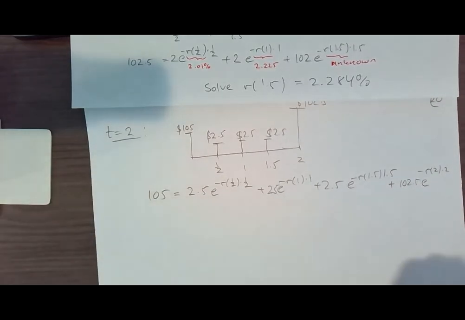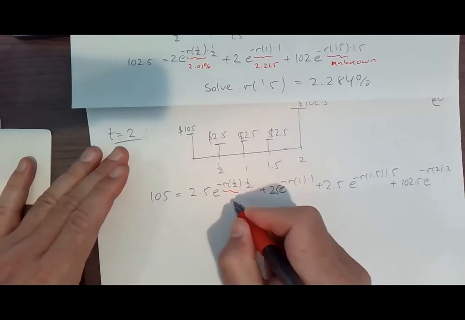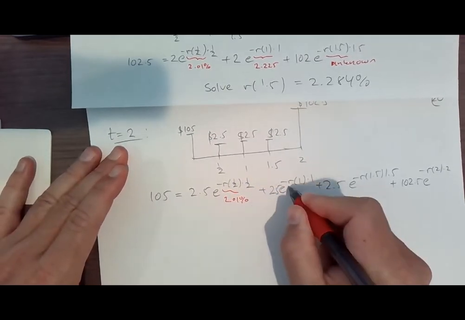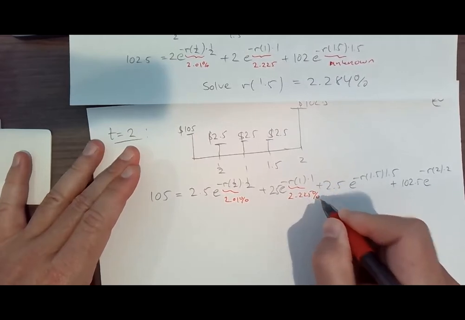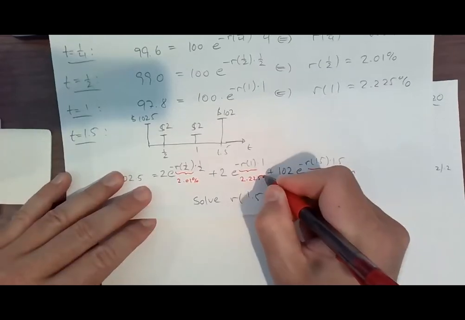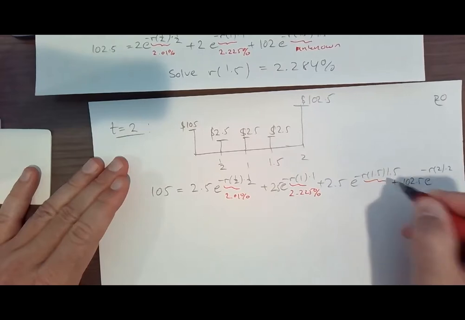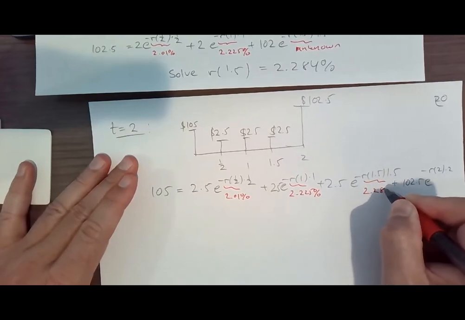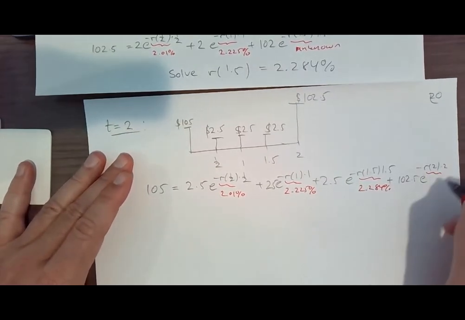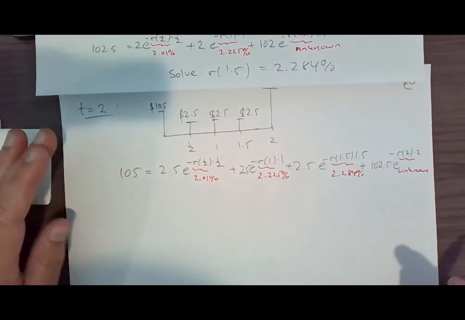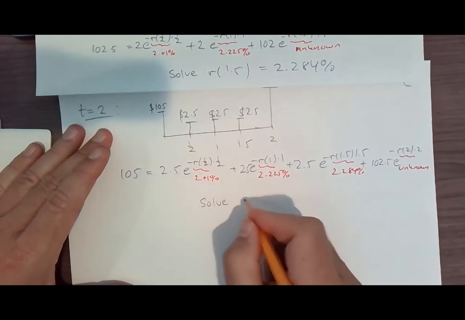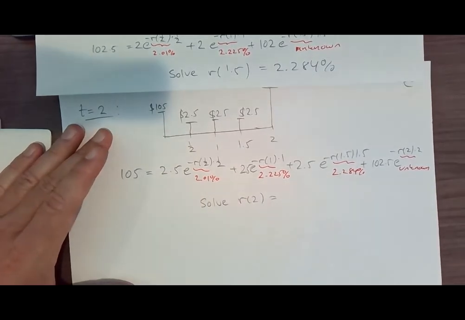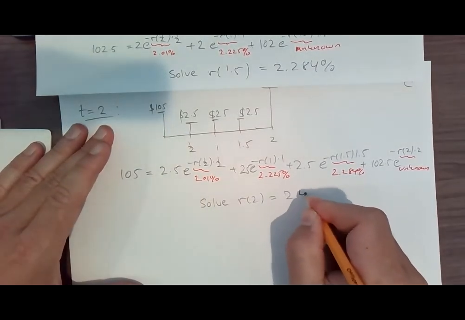The first ones, we already know what they are. This one here was 2.01%. This one here was 2.25. And this one here was what we just computed. This was 2.284%. Right, and this one here is now the unknown. And we solve, we're going to get that r2 is 2.416.